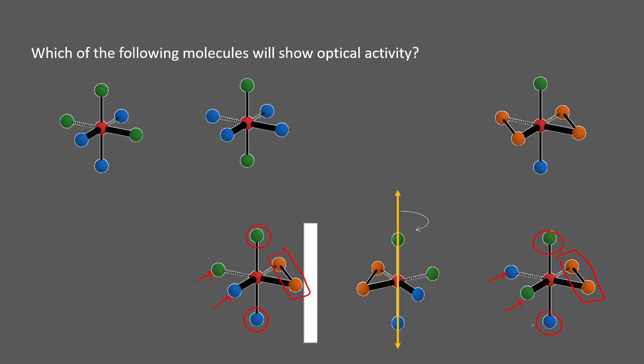Okay, maybe we can try something else. Maybe we can move this orange here to that side, and this orange here we can move to that side. So we can take this axis and rotate it. But wait a minute, when you rotate it, then this green will go down, and then again it will not be superimposable. So I think logically we have exhausted all the possibilities of superimposability, and then we can say that this molecule is actually optically active, right? And you can see very clearly that this one is not optically active. So be careful.